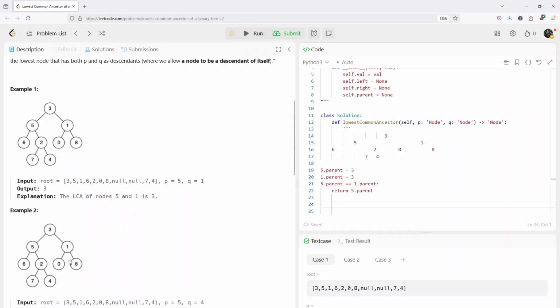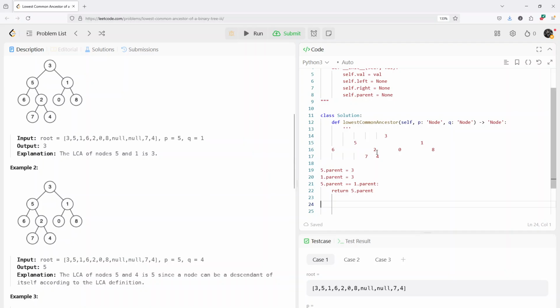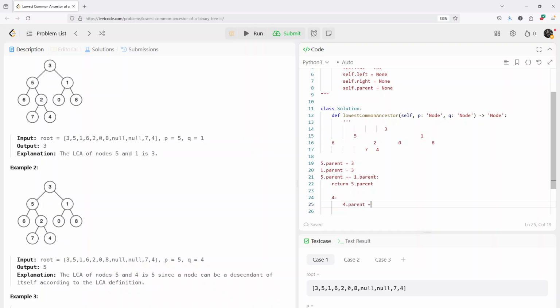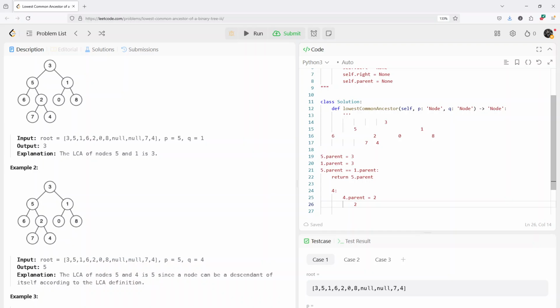And then let's look at this second example. 3, 5, 1, 6, 2. Oh, it's the same tree, but 5 and 4. Okay, so basically here you will see that 4 is clearly lower than 5. So you go to 4 dot parent, then the 2. 2 is still below the 5, so then the 2 dot parent would be the 5, and then now they will hit. So in this case, you would say 4. Then you look at 4 dot parent, which is the 2. Then you look at the 2 dot parent, which equals 5.